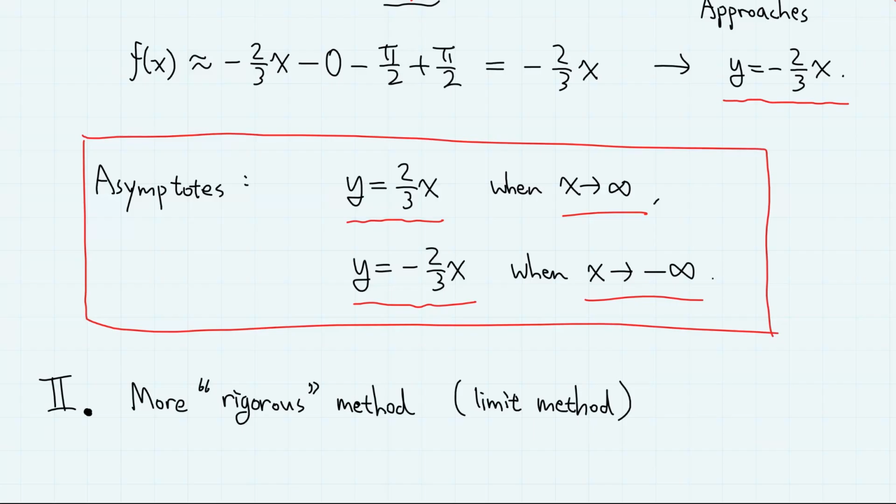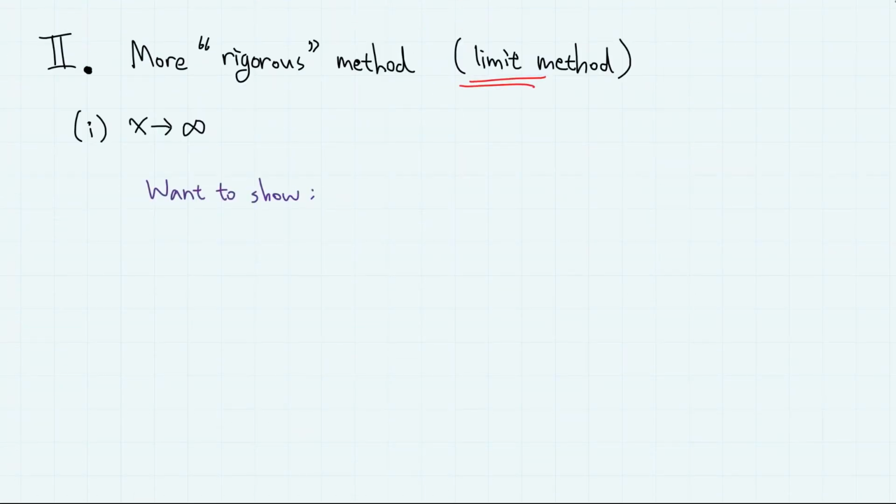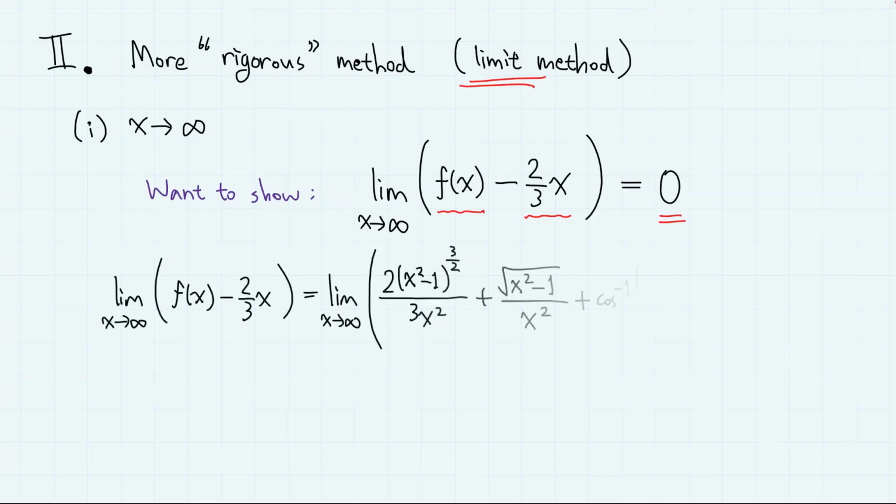If you want to be more mathematically rigorous, you can show this using limits. First, when x approaches infinity, let us prove that the limit of f of x minus 2 over 3x as x approaches infinity is 0. That is, our original function minus the expected asymptote function approaches 0. If we use f of x for x greater than 1, we have this limit.